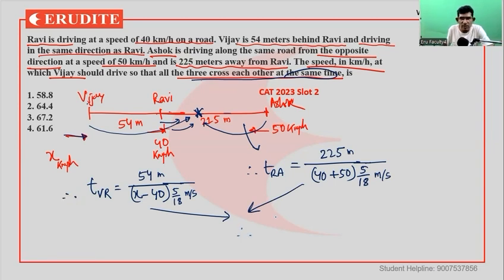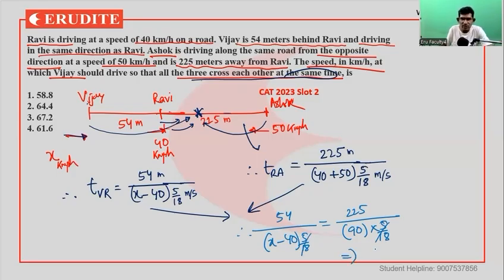If I equate their timings, then what can we say? 54 upon x minus 40 into 5 by 18 equals 225 upon 90 into 5 by 18. So 5 by 18 will simply cancel on both sides. Then if you do the calculations and simplification, you will see x comes out to be 61.6 kmph. So option 4 is my answer.